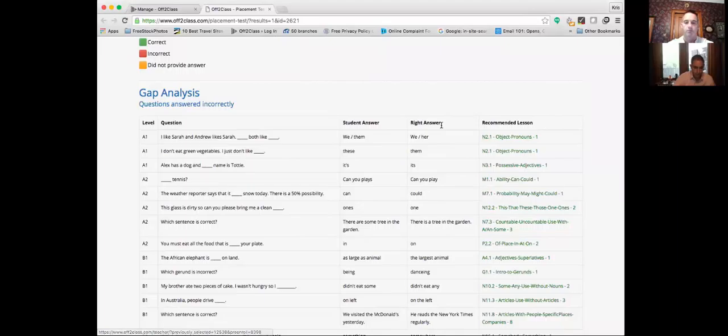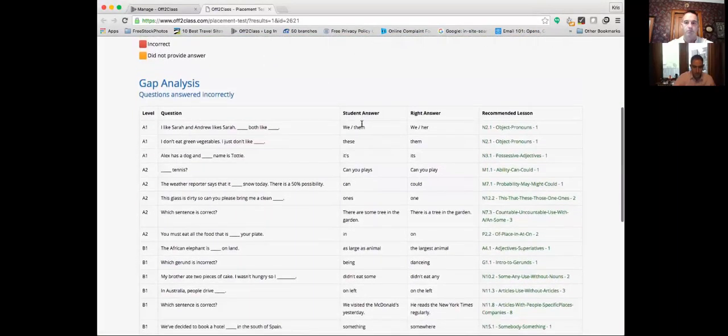So Jose is tracking at a B1, but you can see here he's struggling with his object pronouns. So I like Sarah and Andrew likes Sarah. Blank both like blank. So Jose answered, we both like them. And obviously the right answer is we both like her. Her is referring to Sarah. So you can open up the object pronouns lesson directly by clicking this link right here. So I'm going to do that.